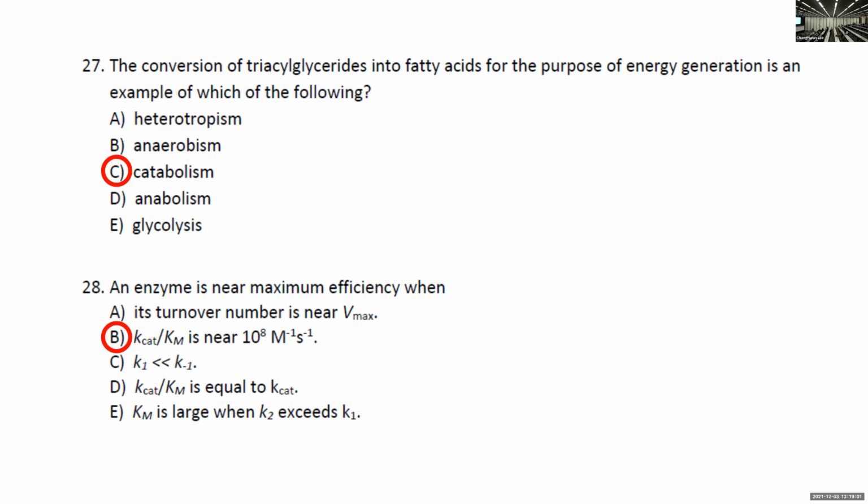Question? Diffusion rate is about 10 to the 8, 10 to the 9 per molar per second. I think I've said that quite a few times, but maybe it wasn't too clear when I was talking about it. So whenever you see 10 to the 8 to 10 to the 9, that means it's close to the optimal rate that you can get.